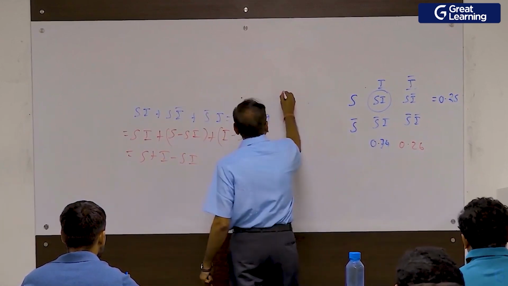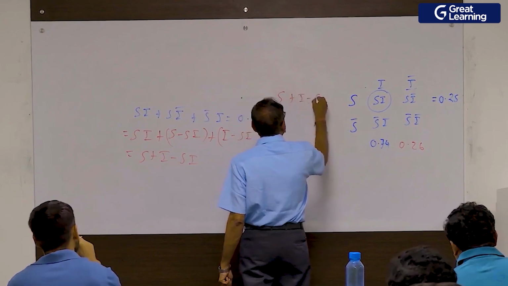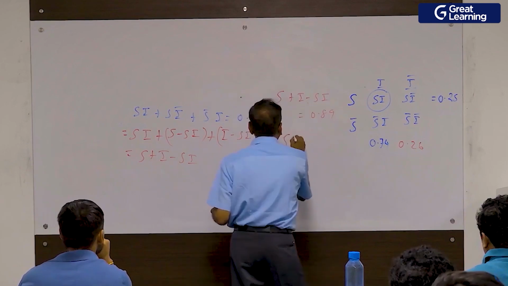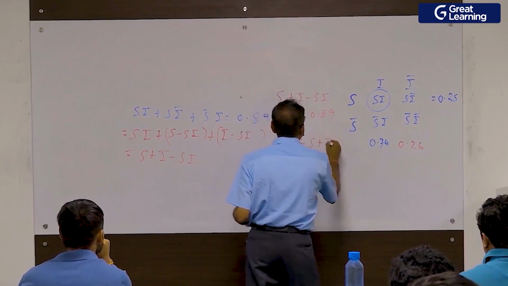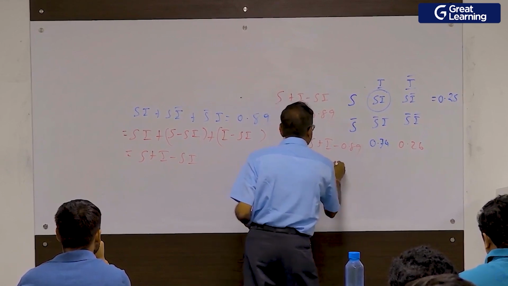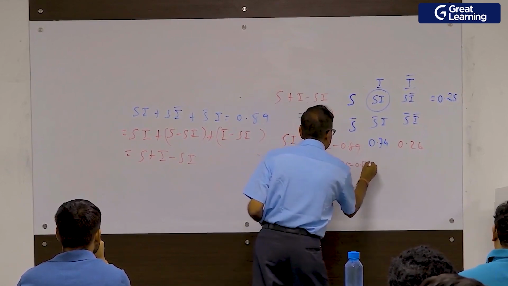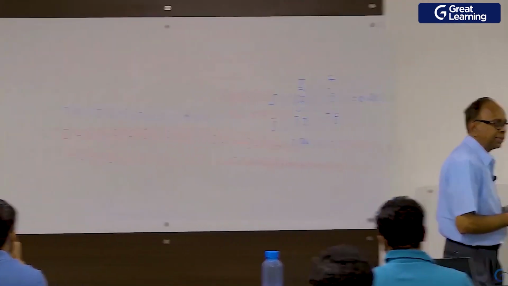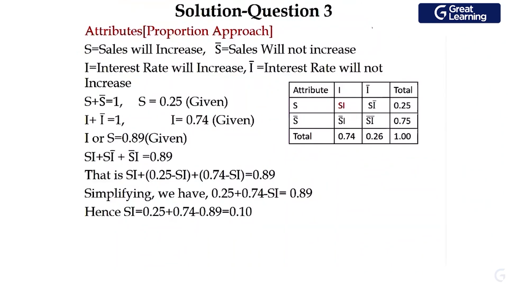So in other words, S plus I minus SI is equal to 0.89 is given. So 0.74 plus 0.25 minus 0.89, which is 0.1. So 0.1 will be the correct answer. SI plus 0.25 minus SI plus 0.75 minus SI, and simplifying I get this. I have not written like this a formula. I have taken the table.